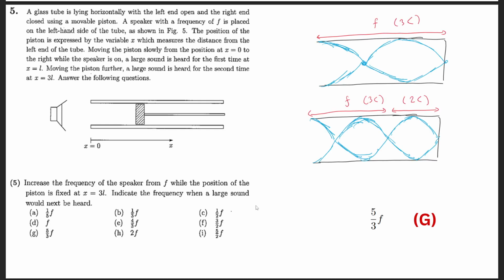Number 5. Increase the frequency of the speaker from F while the position of the piston is fixed at x equal to 3L. Indicate the frequency when a large sound would next be heard.